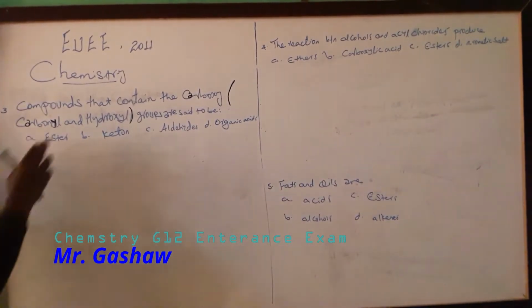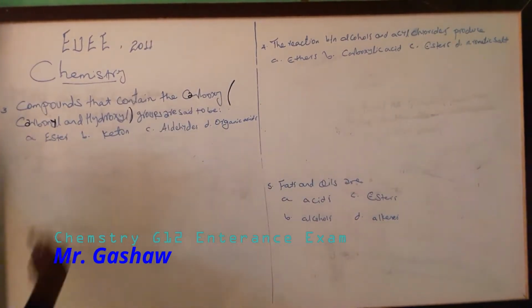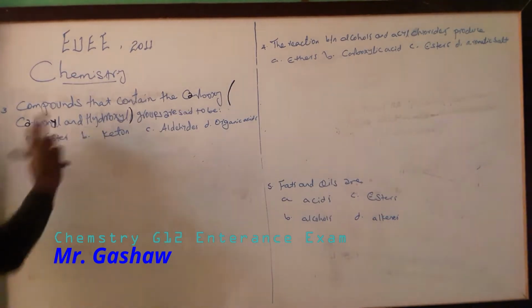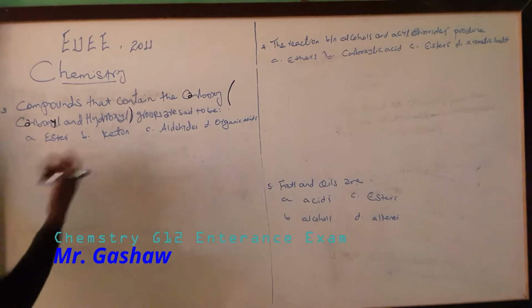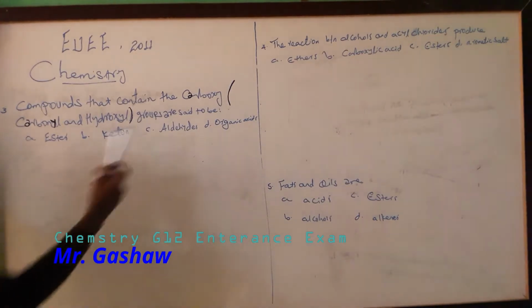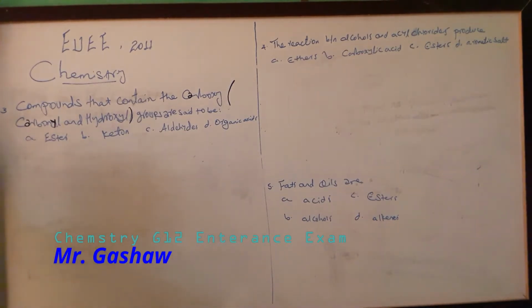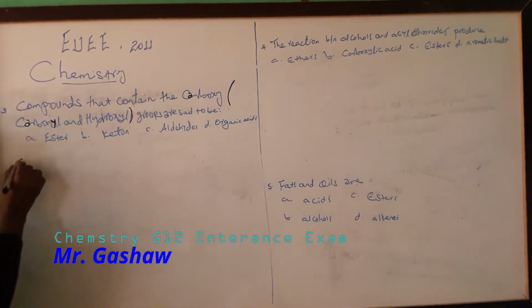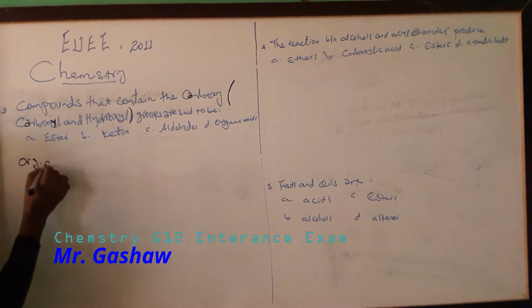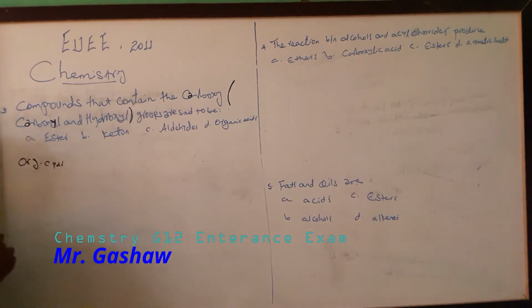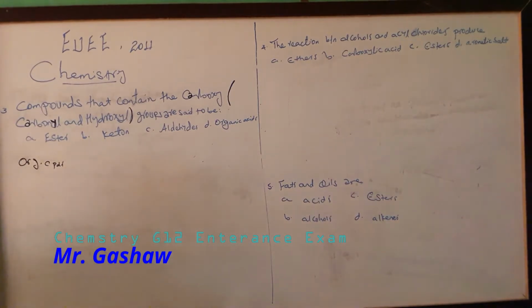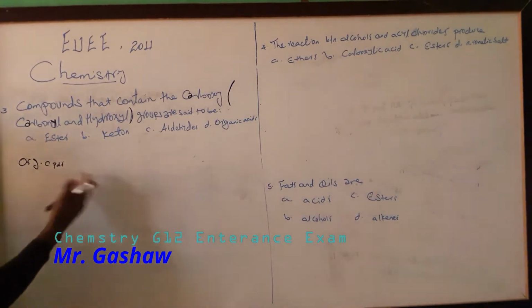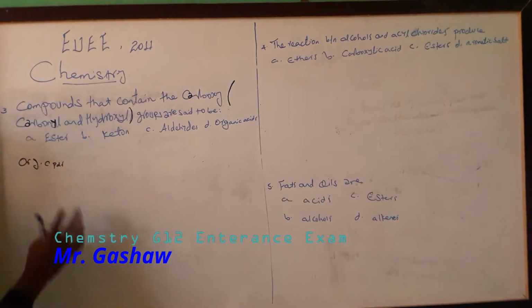Question number 3. Compounds that contain carboxyl, meaning carbonyl and hydroxyl groups, are said to be A, ester, B, ketone, C, aldehyde, D, organic acids. As the first step, organic compounds are compounds that contain or are derived from what? Living things and non-living things. Non-living things, like urea, should be derived from what?